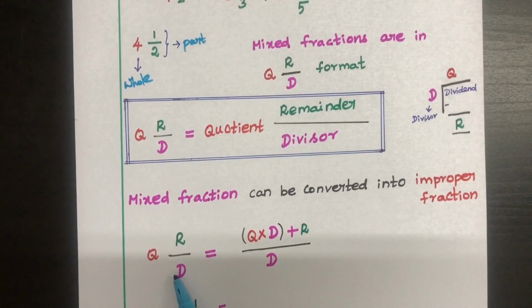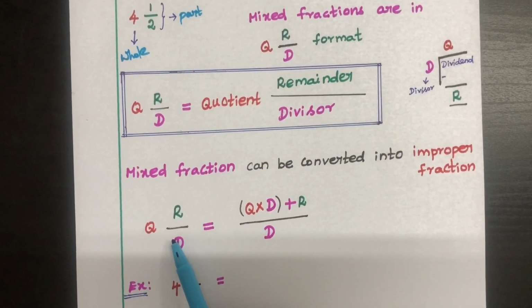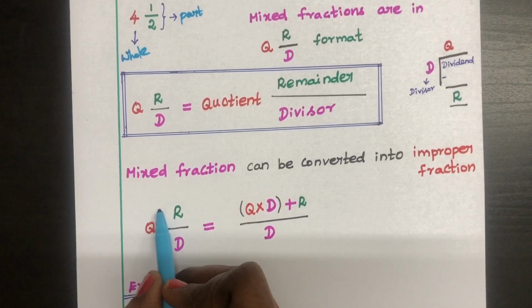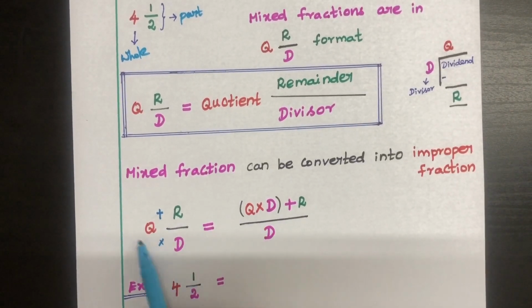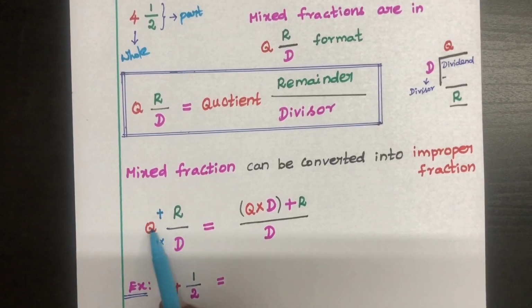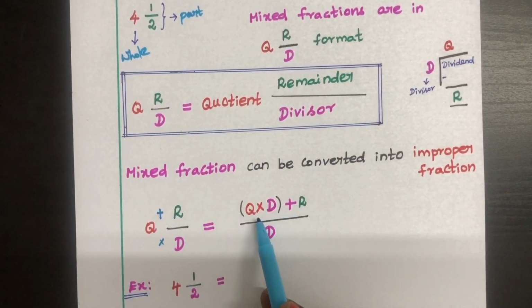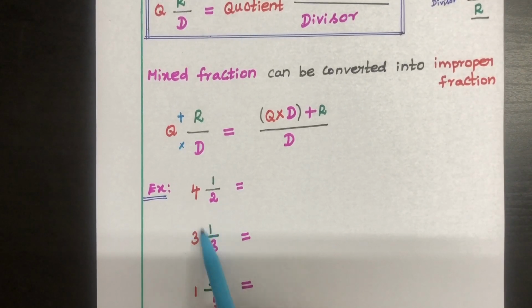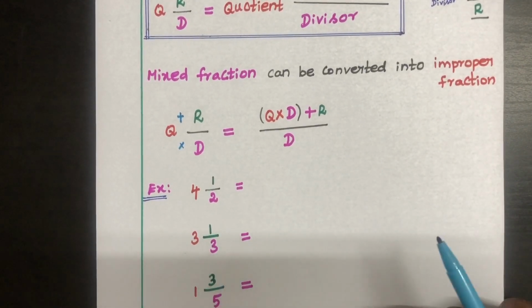Now see here, a mixed fraction can be converted into an improper fraction. See how to convert a mixed fraction Q R by D into an improper fraction. We need to multiply Q into D, and then add this answer to the remainder. So (Q into D plus R) divided by D will give you the improper fraction. Shall we make these mixed fractions into improper fractions?